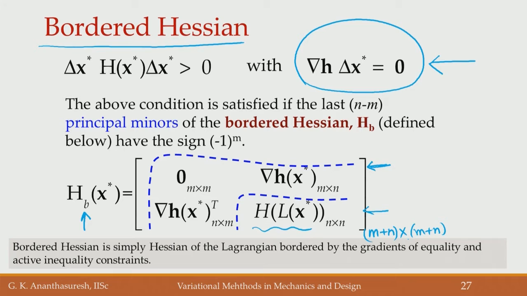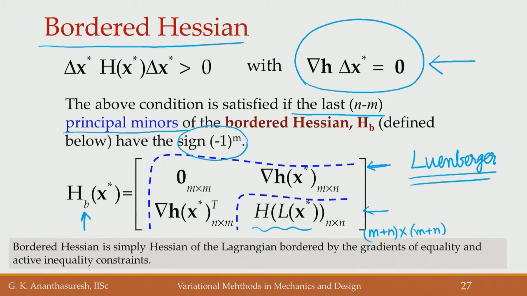And what do we check? We check that the last n minus m principal minors of the bordered Hessian should have a sign of minus 1 raised to m. First understand how the bordered Hessian is written; we are not going to go into the derivation. Those of you interested in knowing more about where it comes from can look at a book by Luenberger, one of the best optimization books for constrained or unconstrained minimization theory. I think there is one book called Vector Space Methods, and another book called Nonlinear Programming.